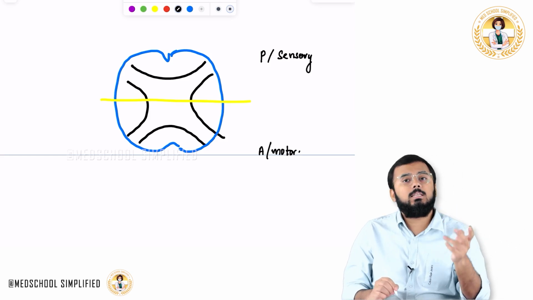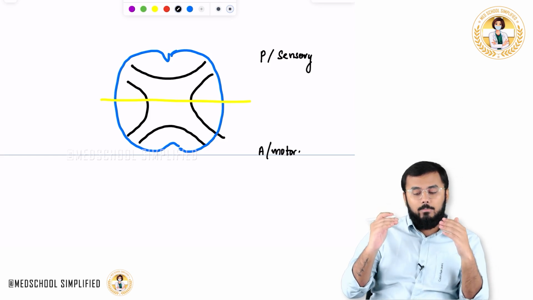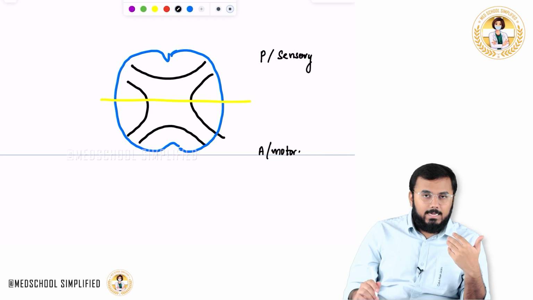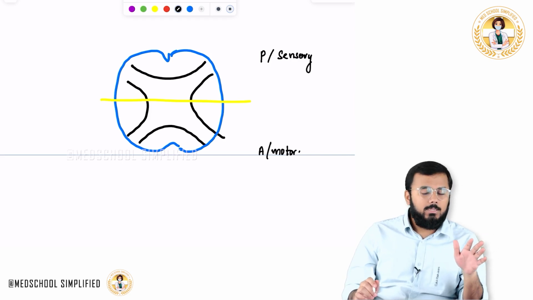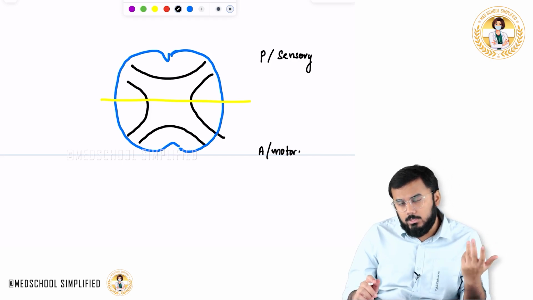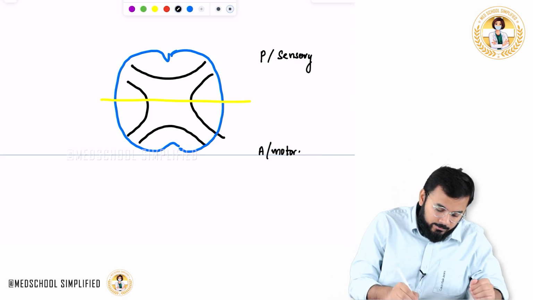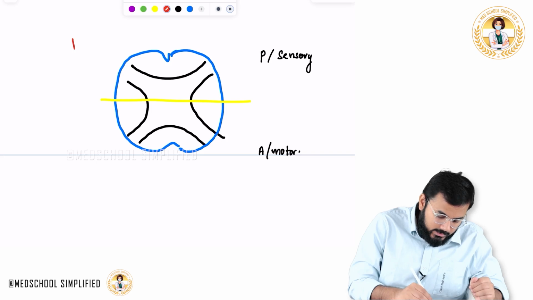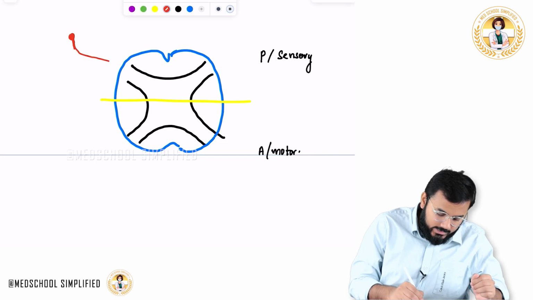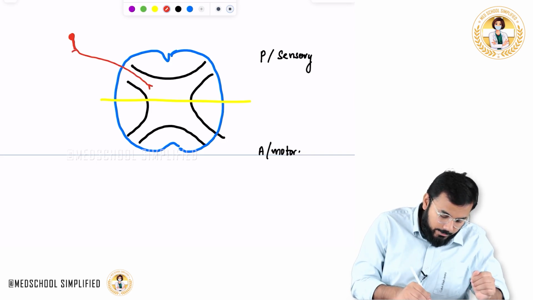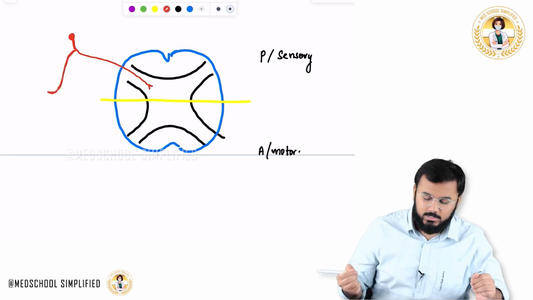Why is it called sensory? Why is it called motor? Because on the posterior side only the sensory neurons are there, and on the anterior side only the motor neurons are there. That is why they are called sensory and motor. If you look here, this is a cell body, this is the axon, and it has a central process all the way down here. It even has a peripheral process like this.